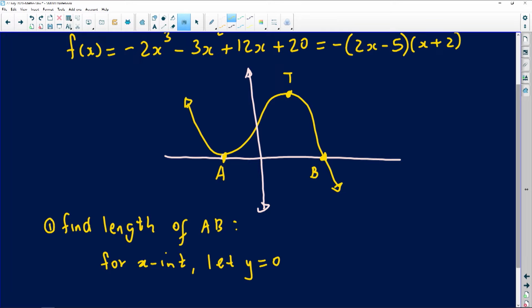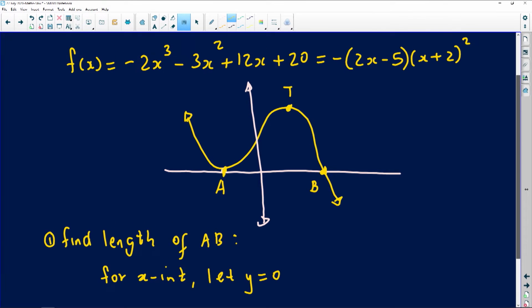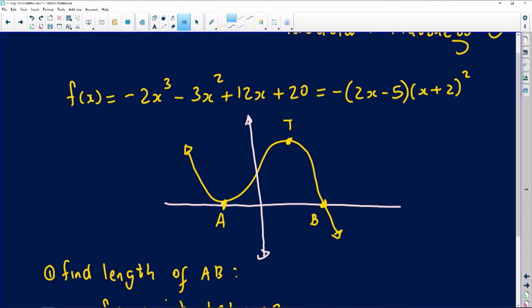Now, everywhere on the x-axis, all y values are going to be 0. Now, the examiner who is asking this question is a very nice person. How do I know that? Well, because they gave you the equation of the cubic in two forms. They gave you the unfactorized format and the factorized format.